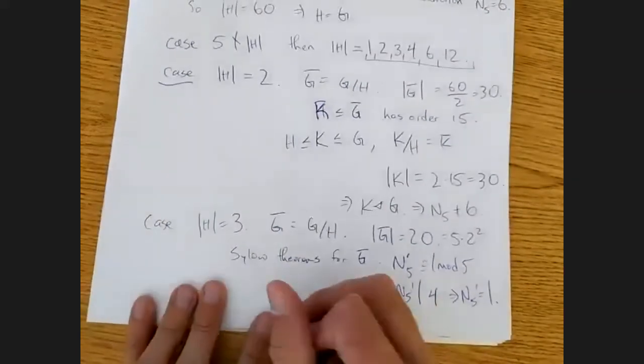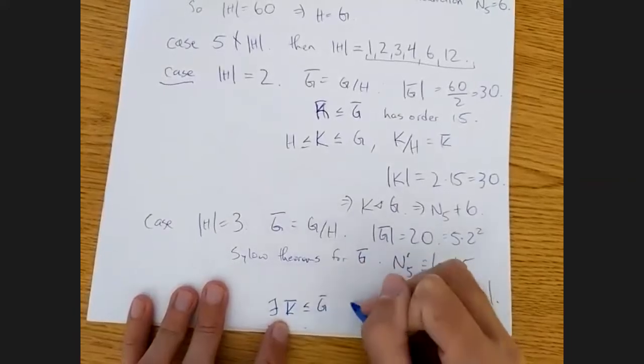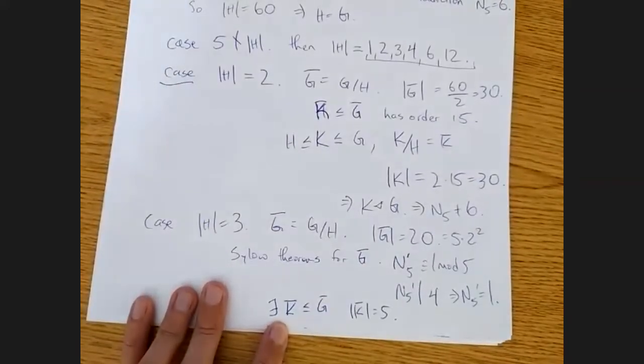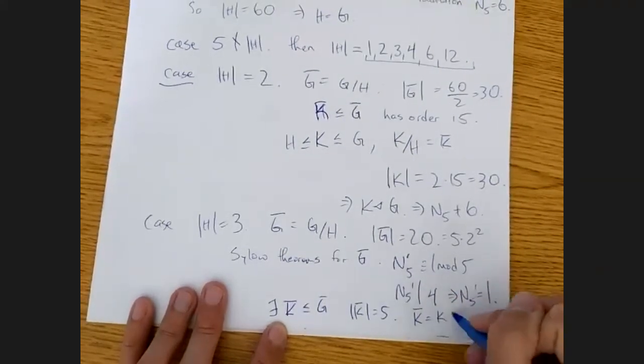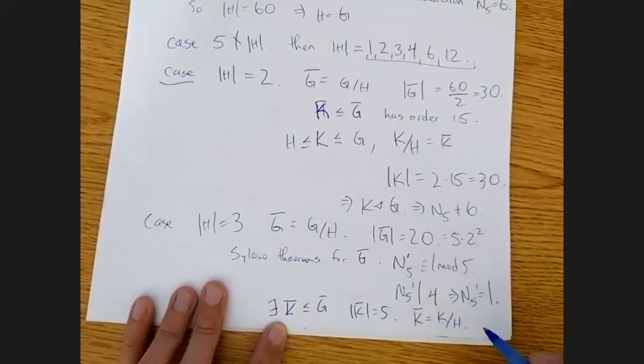So there exists K bar in G bar such that the order of K bar equals 5. And now writing K bar equals K mod H, K turns out to be a normal subgroup of G of order 15.